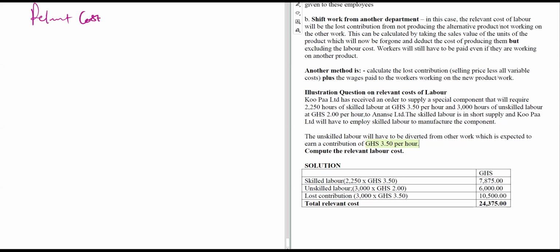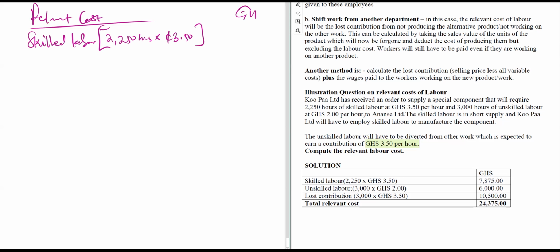With the skilled labor, you need them, but you don't have them. So for the skilled labor, we require 250 hours, right? And we pay each of them 3.50 pesos per hour. We can employ them to work, right? And yes, sir, it will cost us 875. Now we need 3,000 hours of unskilled labor.